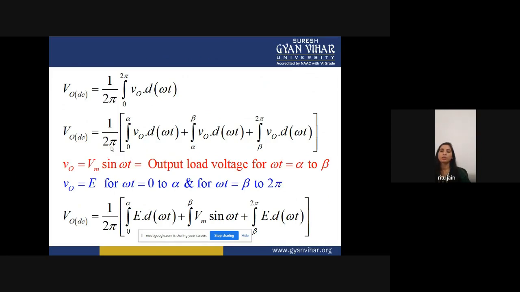So V naught is equal to Vm sin omega t, that is the output load voltage for omega t equal to alpha to beta. V naught is equal to E for omega t equal to 0 to alpha, and for omega t equal to beta to 2 pi. So the output DC voltage is equal to 1 by 2 pi times the integration 0 to alpha of E d omega t, plus the integral of Vm sin omega t from alpha to beta, plus the integral of E from beta to 2 pi.